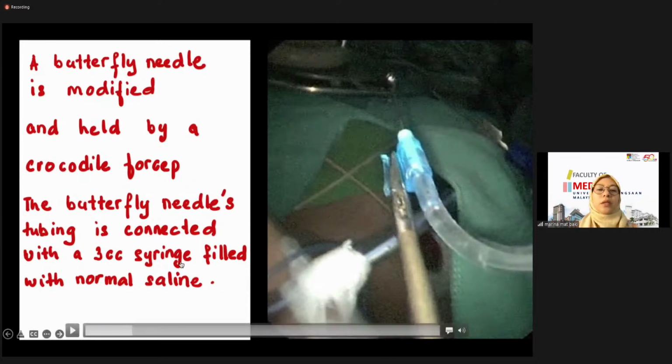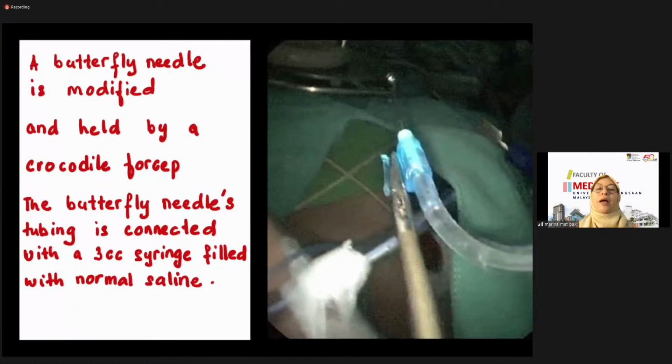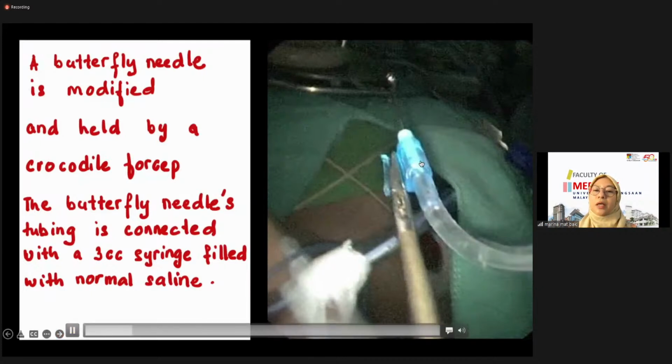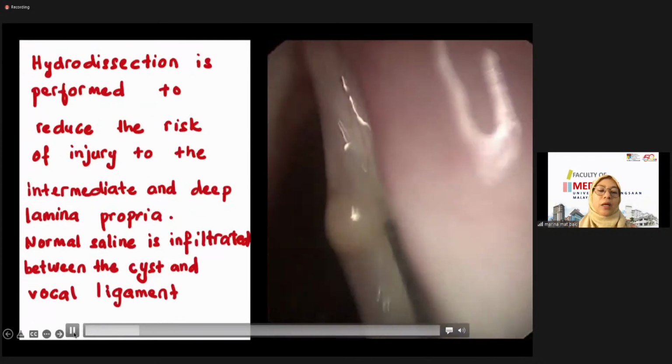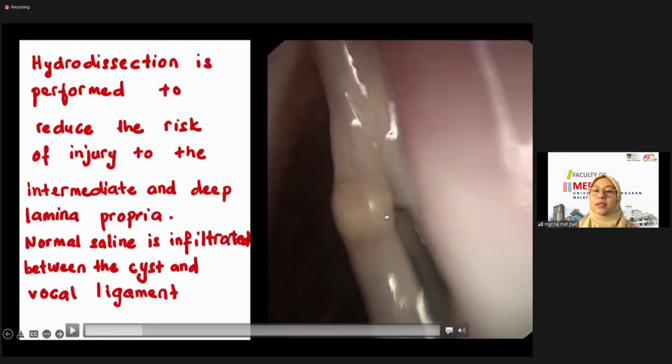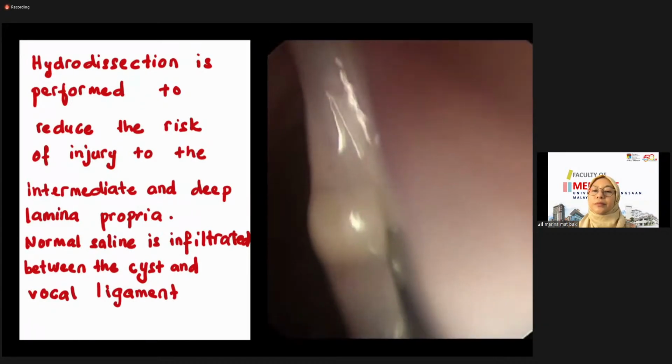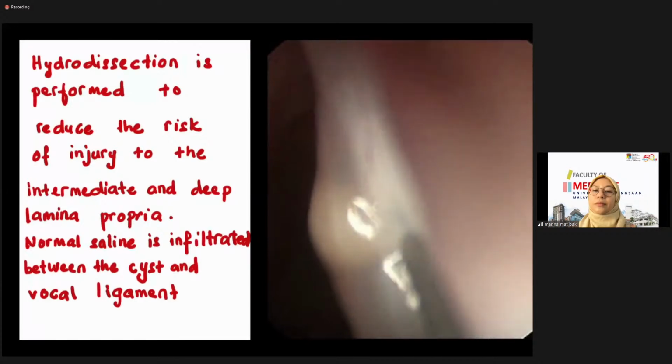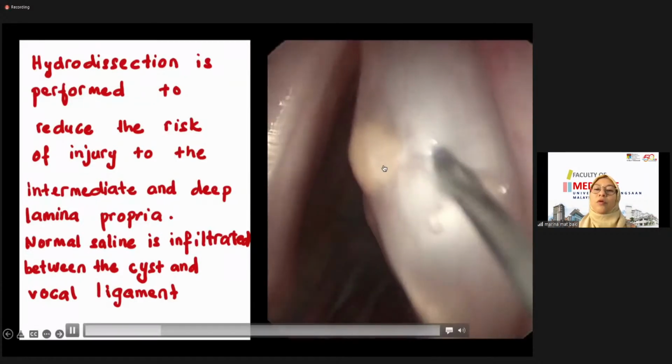Okay, so just now I mentioned hydrodissection, which is infusing normal saline or 1 in 10,000 adrenaline into the lamina propria, which helps in preventing injury to the vocal ligament, because you elevate the mucosa from the ligament. So I use a modified butterfly needle. Here you can see that the needle goes just next to the cyst, and see how much the hydrodissection will elevate the cyst from the vocal ligament. Can you see that? It is elevated from the vocal ligament.